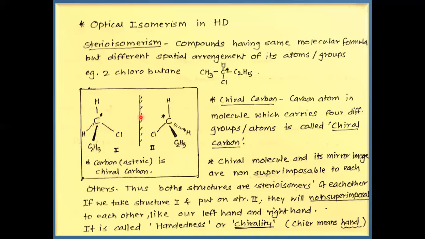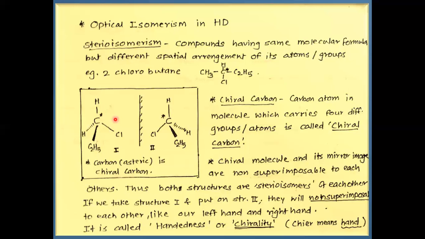So this is the tetrahedral structure. If a mirror is placed in front of this structure 1, its image can be seen here: the chlorine as the mirror image, C2H5 away from the mirror, and the hydrogen again away from the mirror. So this is structure 2 and this is structure 1. Structure 2 is the mirror image of this first structure.